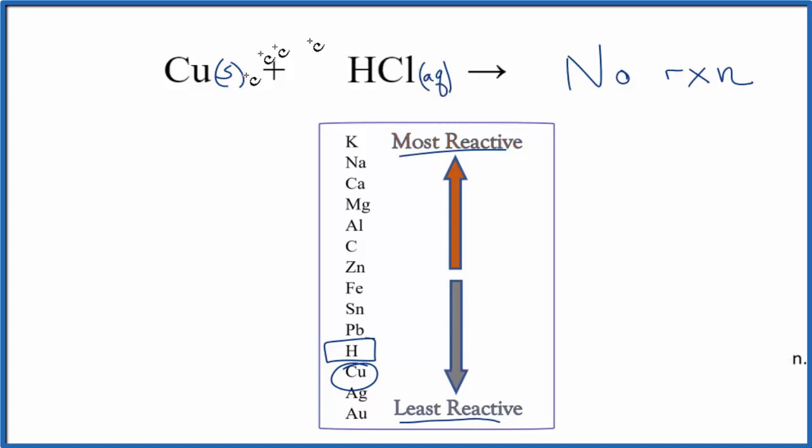This is Dr. B with an attempt to write the net ionic equation for Cu plus HCl, copper plus hydrochloric acid, except there's no reaction.